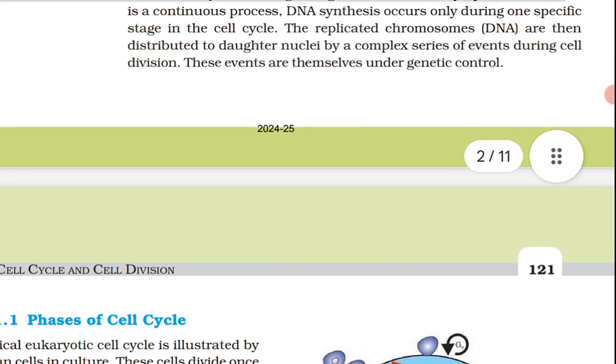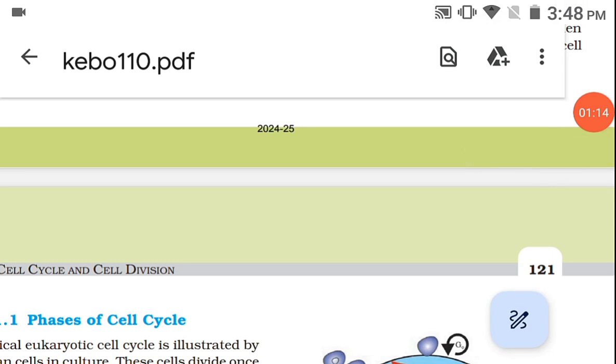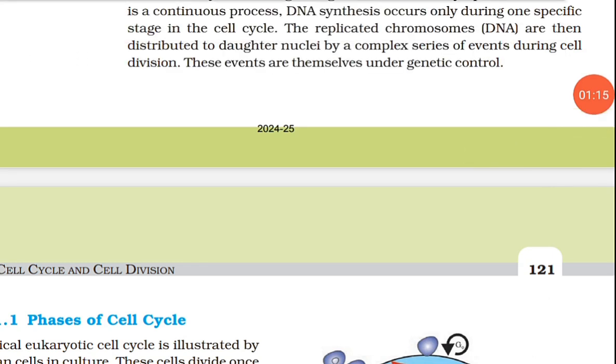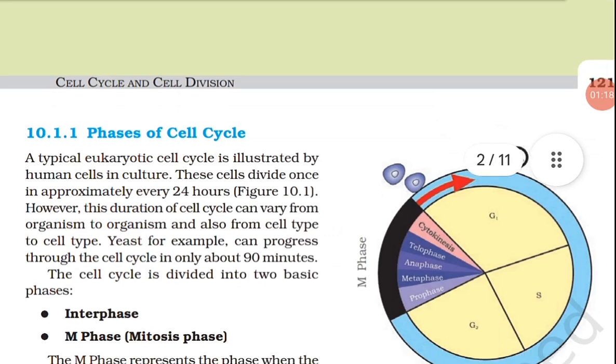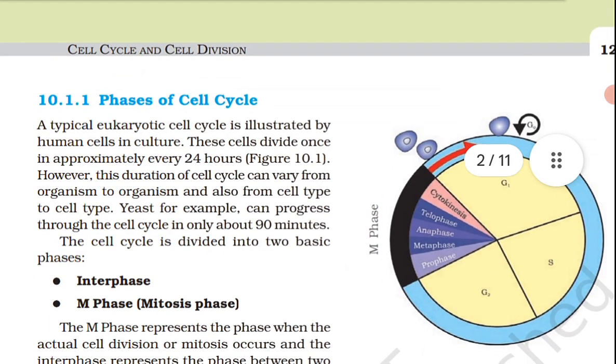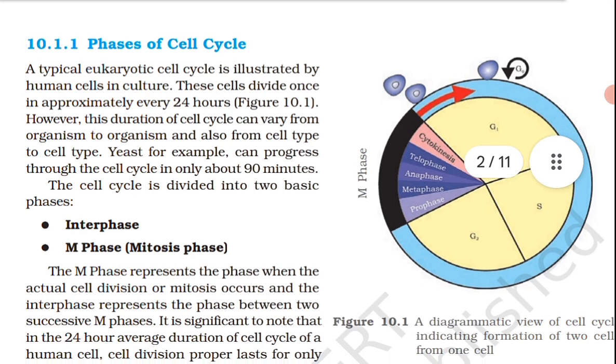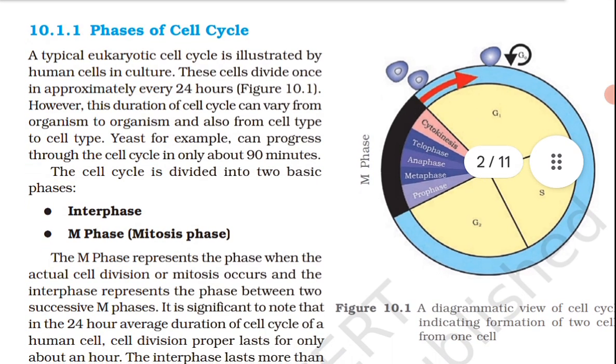The cell cycle is divided into two basic phases: interphase and M phase, or mitosis phase. The M phase represents the phase when the actual cell division or mitosis occurs, and the interphase represents the phase between two successive M phases. It is significant to note that in the 24 hours average duration of a cell cycle of a human cell, cell division proper lasts for only about an hour. The interphase lasts more than 95% of the duration of the cell cycle.